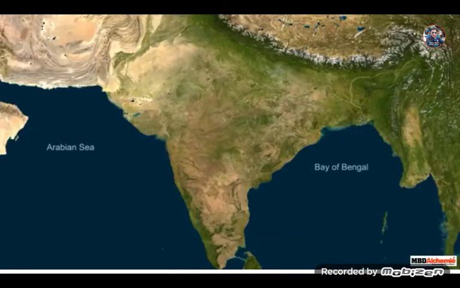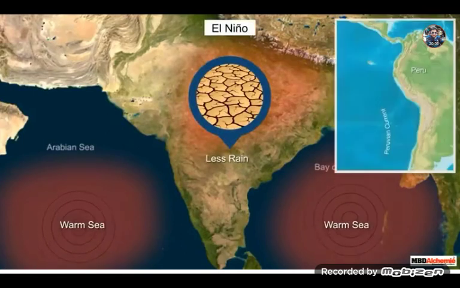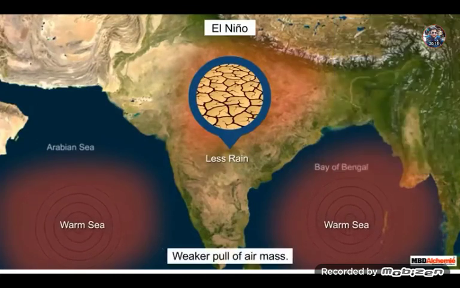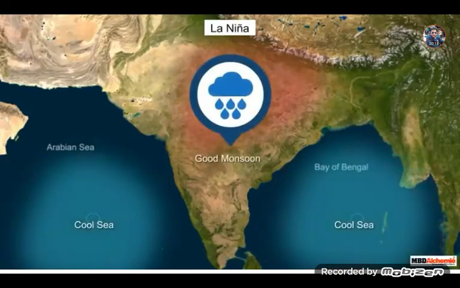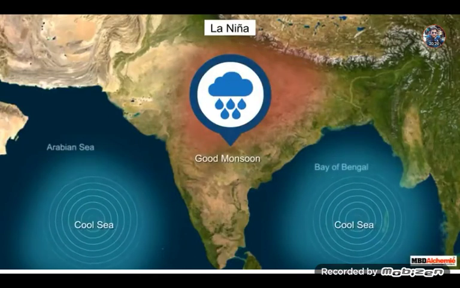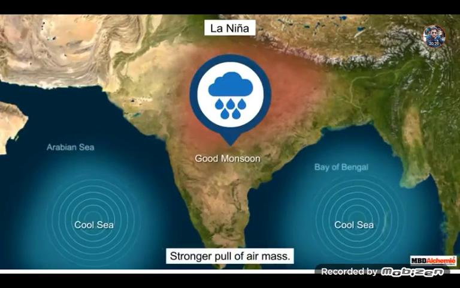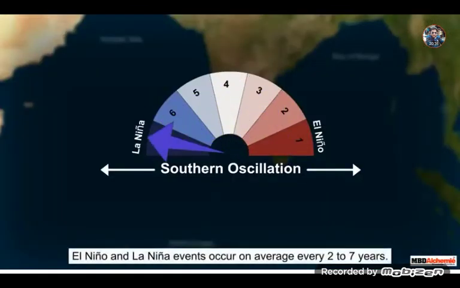During El Nino, the monsoon will be weaker and comes late in India, as summer is cooler and the surrounding sea and ocean temperature remain warmer than usual. The Peruvian cold current is replaced by a warm current. Therefore, the pull of air from the landmass would be weak. La Nina is good for monsoon condition as the temperature over the sea remains cooler and the pressure difference between land and sea is very high. So the pulling of air mass from sea to land is very intense. El Nino and La Nina events occur on average every 2 to 7 years.